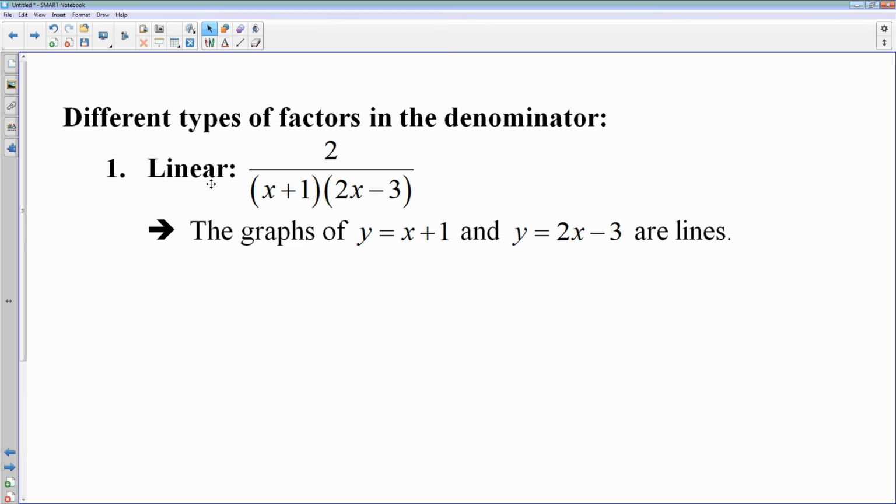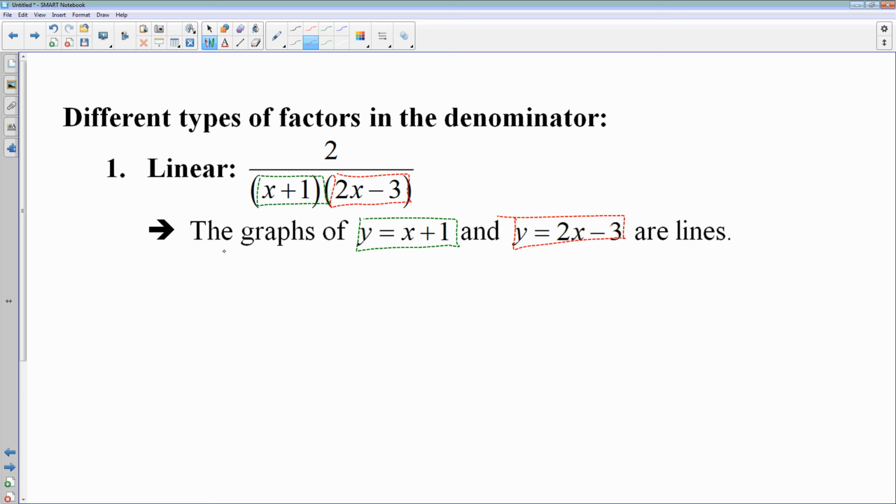What that means, going over the different types of factors you can have, a linear factor just means that if you were to graph the factor that's in the denominator, like right here I have a factor of x plus 1. If I were to graph y equals x plus 1, that would be a line. So we call it a linear factor. Same thing with 2x minus 3. If I were to graph y equals 2x minus 3, I would have a line with the slope of 2 and a y-intercept of negative 3. So those are what we call linear factors.